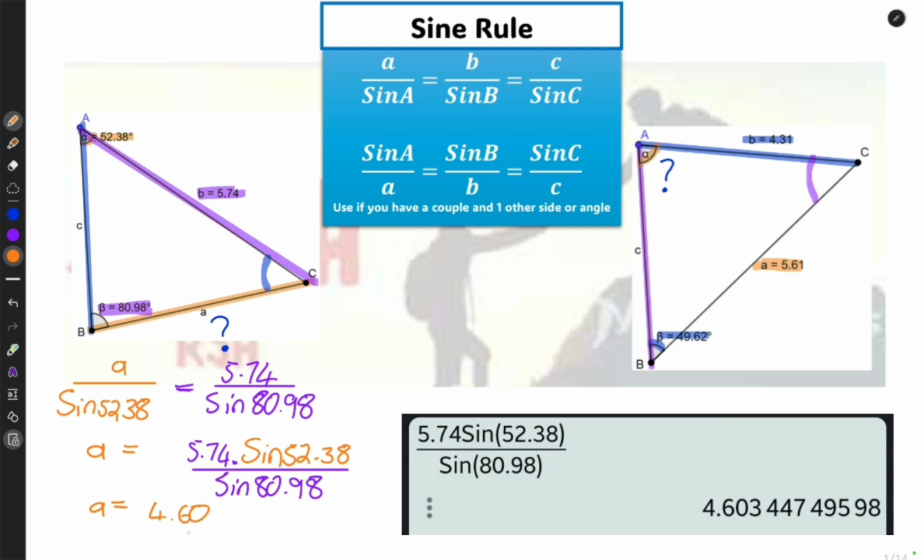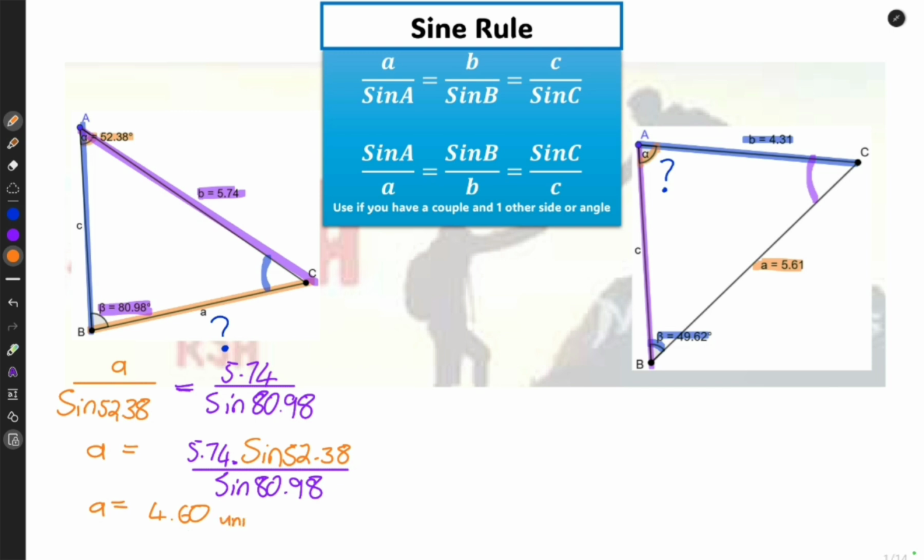They didn't give me any units, so I don't know if it's meter or centimeter, so I'm just going to write the word unit. I was looking for a side, and therefore I put the small a and the small b on top, and the sine with the angle at the bottom.